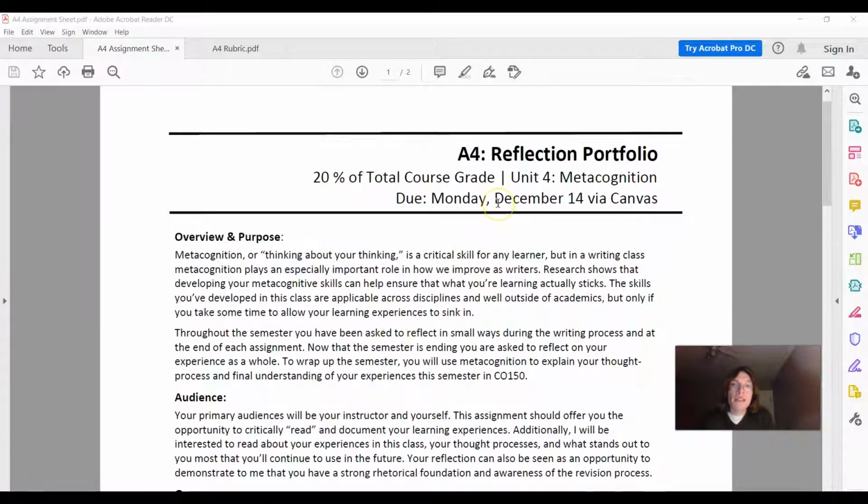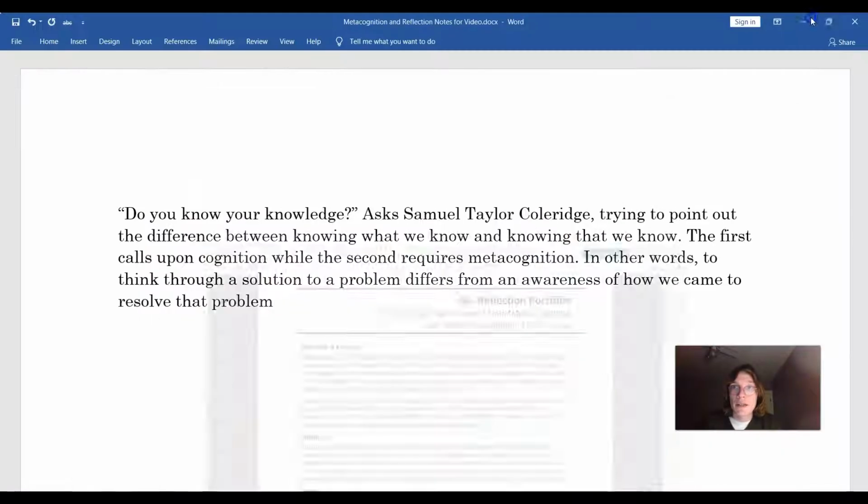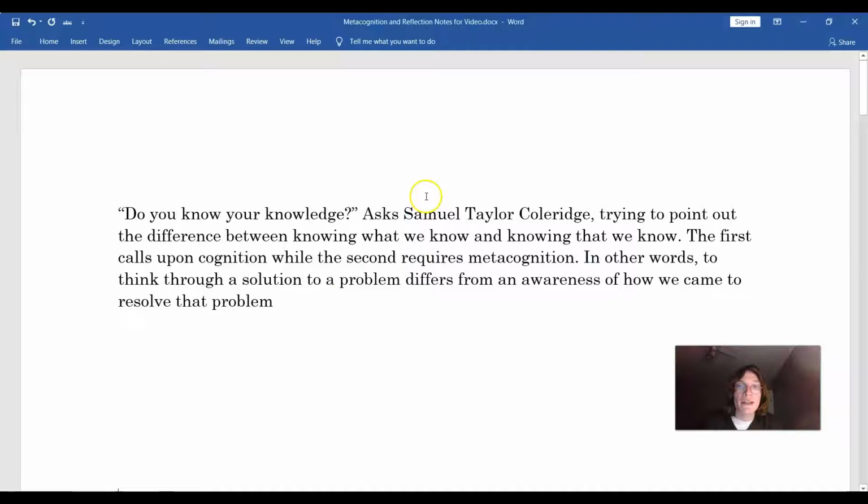So I've hopped back over to the assignment sheet, and now I want to talk about how we're going to get to effectively completing this assignment. This unit we're focusing on now is on metacognition, or thinking about thinking. It's a really important skill that you're going to find extremely useful and helpful outside of CO 150. It's going to be a very transferable skill. So I have some notes, and I'll pop over there to get at what metacognition is and how it will be helpful.